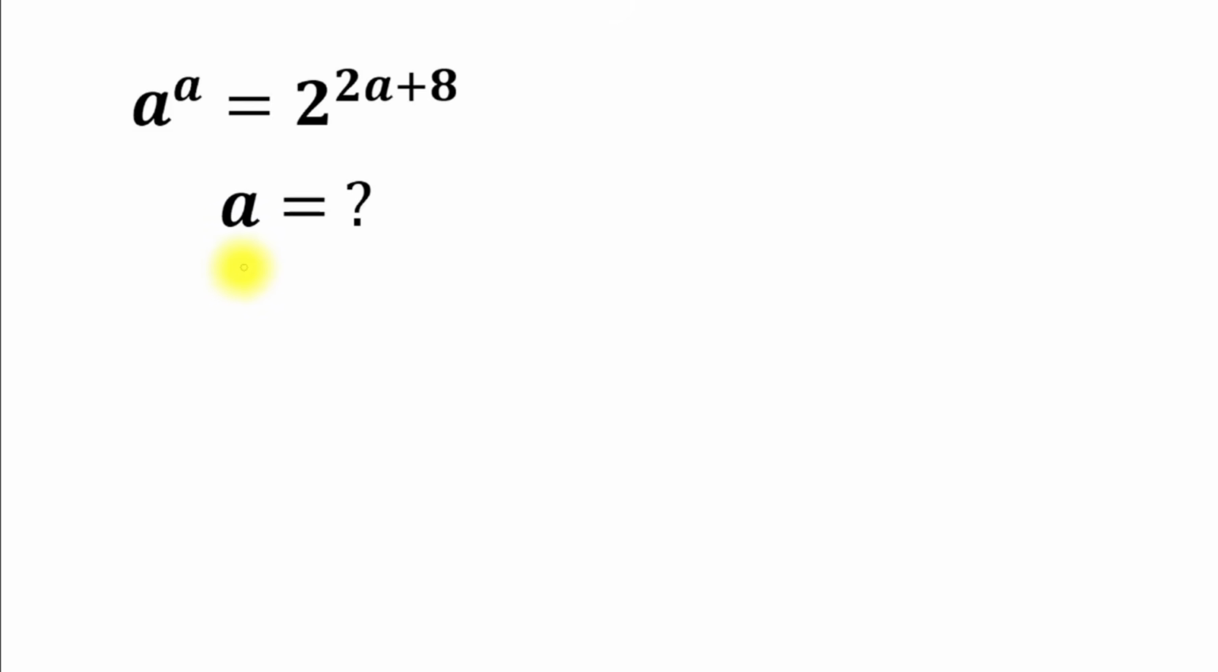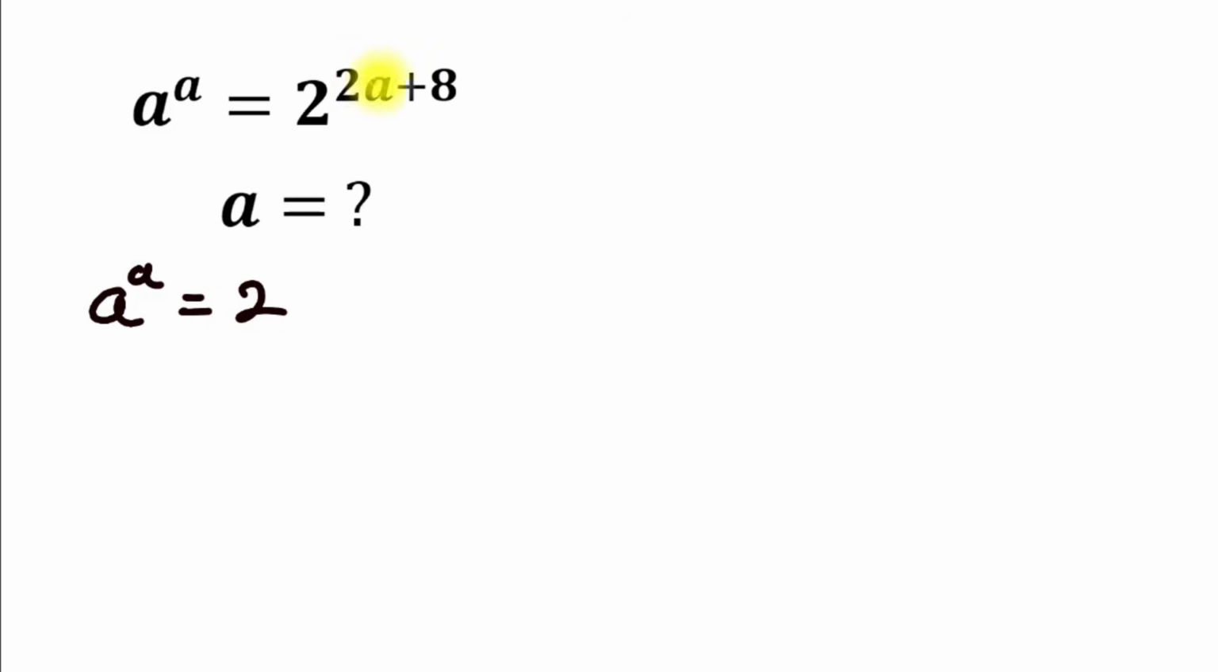And the question says, find the value of a given that a to the power of a is equal to 2 to the power of 2a plus 8. Now, we're going to be starting with this exponent. So we have a to the power of a to be equal to 2 to the power of.